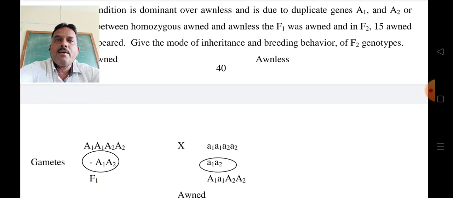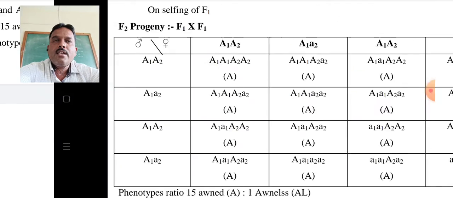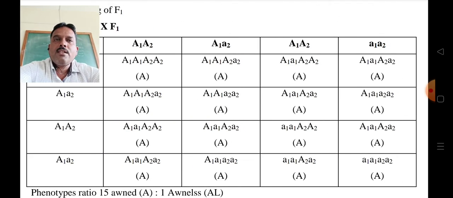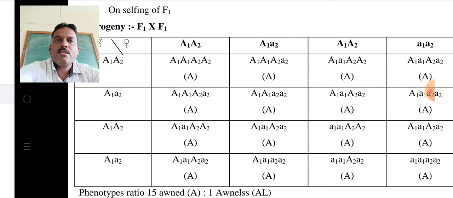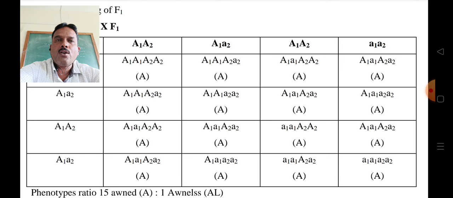The gamete of the first parent is capital A1, capital A2. For the second parent, the gamete is small a1, small a2. F1 is capital A1 small a1, capital A2 small a2. In that condition, two dominant genes are present, so the F1 phenotype is awned. When we do the selfing, selfing is nothing but crossing F1 with F1. We already determined the F1 genotype: capital A1 small a1, capital A2 small a2.